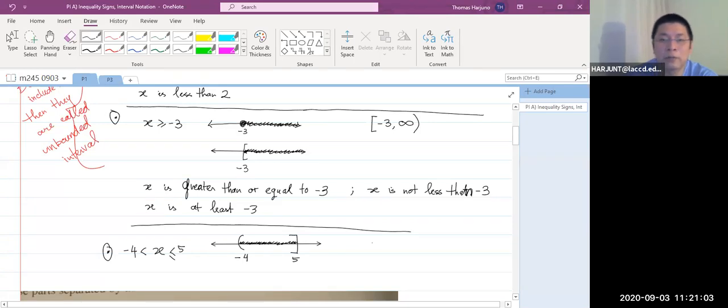And in interval notation, we write negative 4. We use parentheses because we don't include negative 4. Up to 5, we use a bracket because we include the endpoint 5. Okay, because the left-hand limit and right-hand limit are numbers, none of them going to infinity, we say this is a bounded interval.